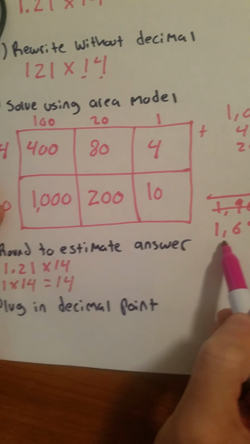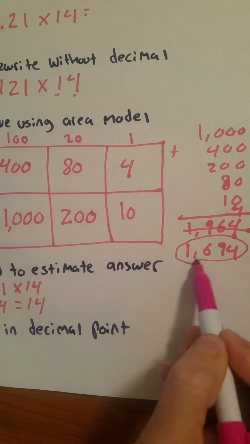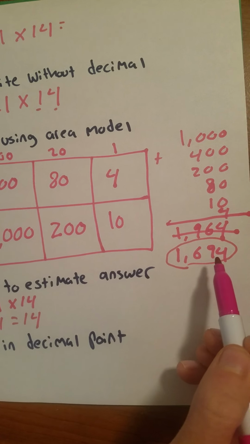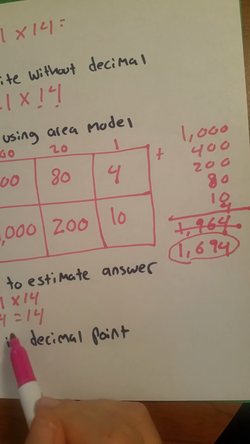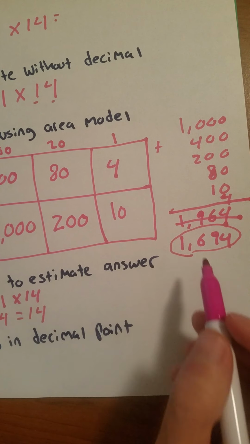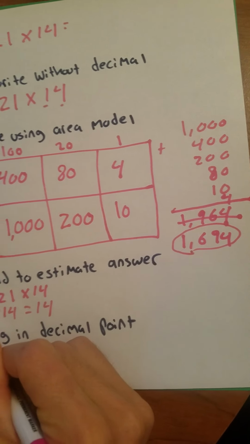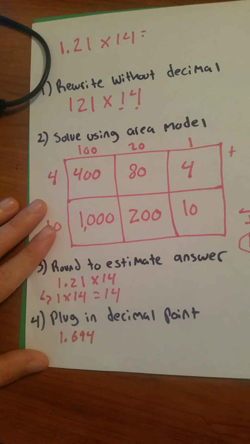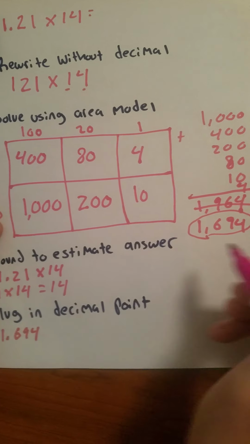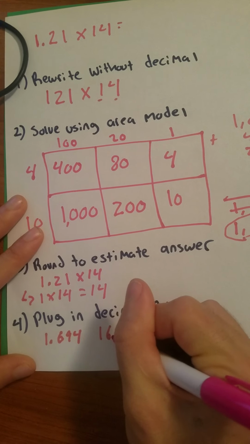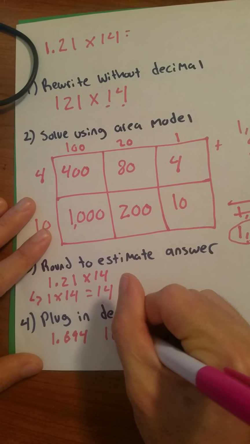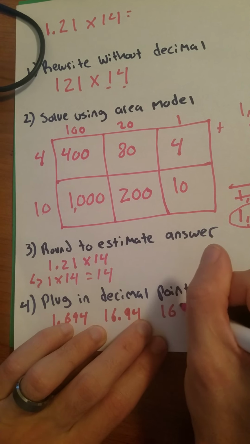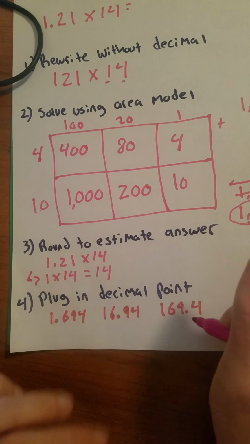Okay, now looking here, I'm going to plug a decimal point at different points in this number and see which number makes the most sense. Which number gets me closest to 14? Well, if I plugged it right here after the 1, that would give me 1.694, 1 and 694 thousandths. I can move it over one spot, and that would give me 16 and 94 hundredths. I can move it over a spot further, and that would give me 169 and 4 tenths.